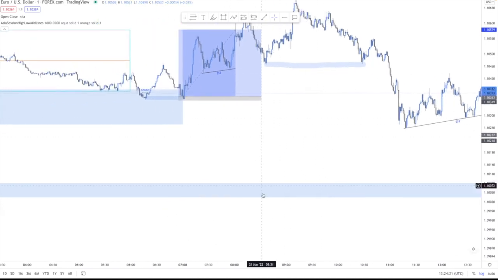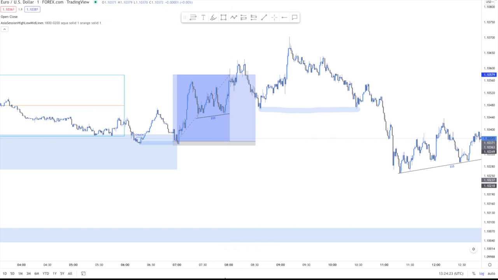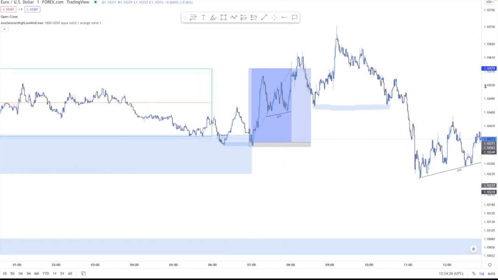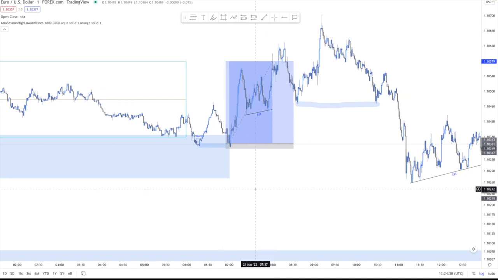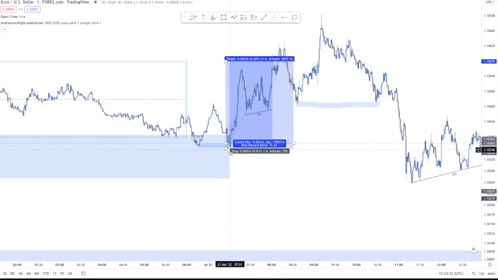So let's just keep looking through. If we just scroll through, we'll see, because I mark liquidity quite often, we will see some liquidity patterns. Okay, now liquidity isn't just patterns. Liquidity is above every high and low.